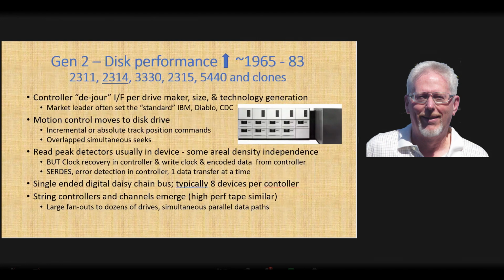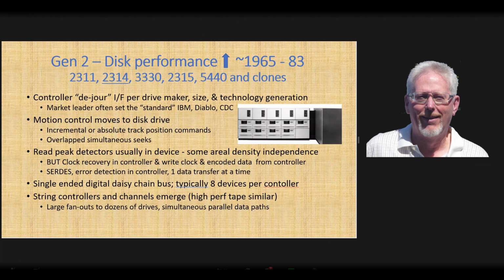In generation 2, disk drives really start driving changes in the architecture. And this is true across the 2311, 2314, 3330, Winchester, and their clones of those products. Picture here is 2314 storage facility, 8 drives online, a spare, interesting choice by IBM, and its large controller. So these are often interface designs of the day per drive, per size, per technology. And frequently, the market leader in a particular size segment would set the standard.